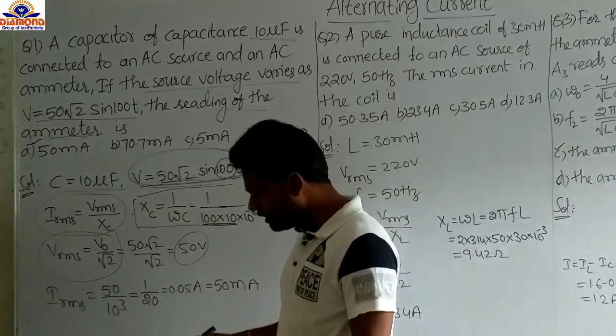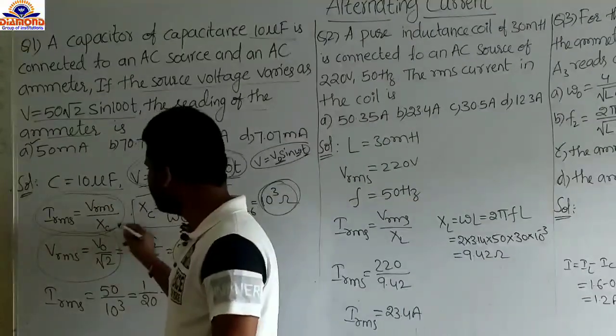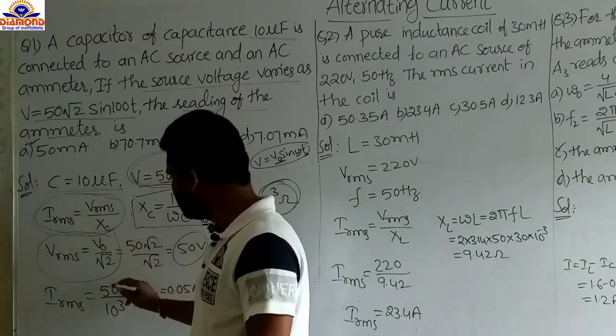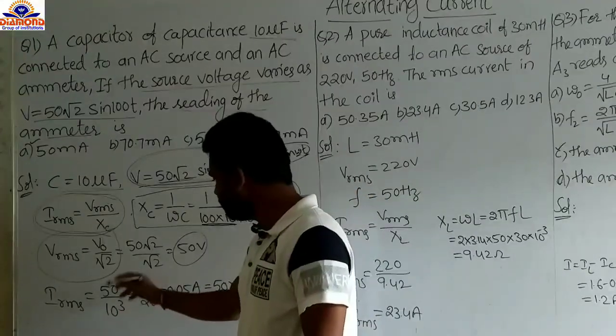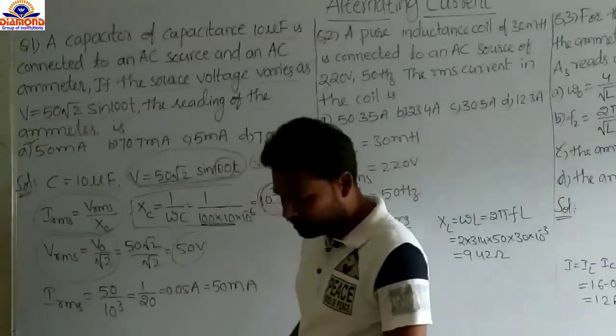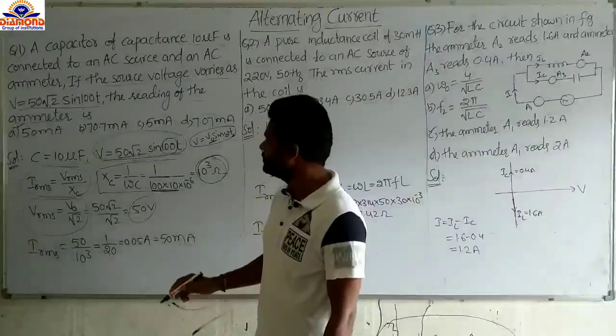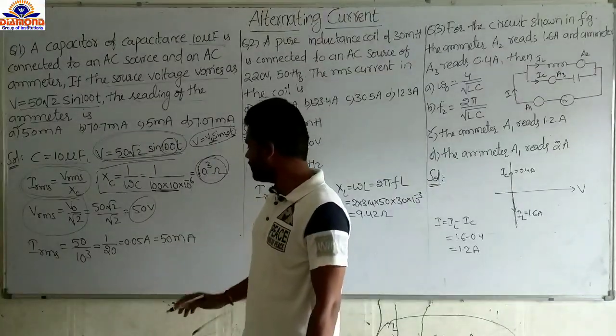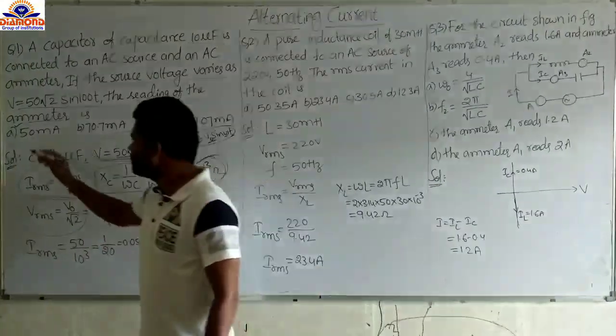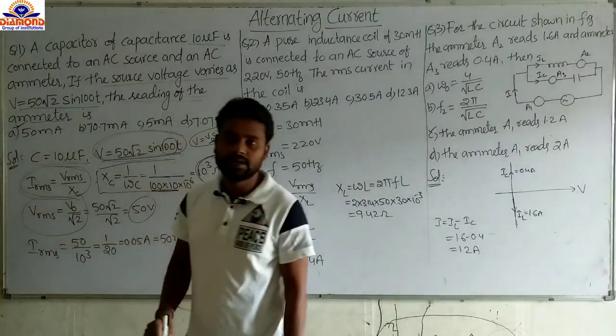Then substitute in the formula: IRMS equal to VRMS by XC. The VRMS value is 50 volt and the XC value is 1000 ohm, or 10 power 3 ohm. Simplifying, we get 1 by 20, which is 0.05 amperes. But in the options they gave the answer in milliamperes, so convert this into milliamperes: 50 milliamperes. So option A is the right answer.